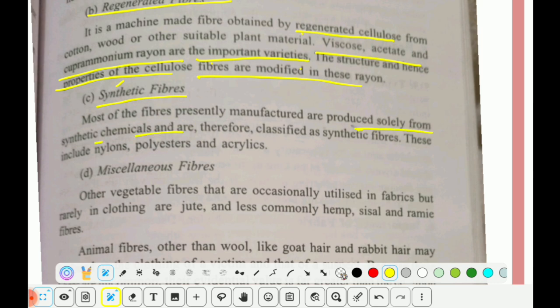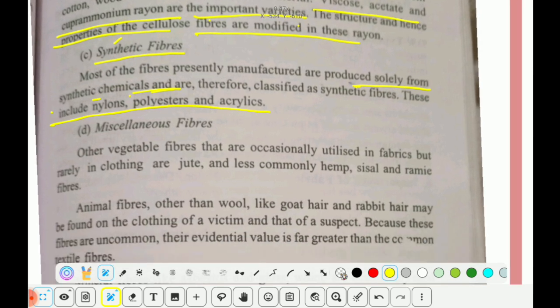Okay, then the synthetic fiber, simply synthetic, solely manufactured from synthetic chemicals, wholesale manufactured in a factory, with no involvement of any sort of animal or plant based raw material. For example, nylon, polyesters, acrylic, these are all examples.